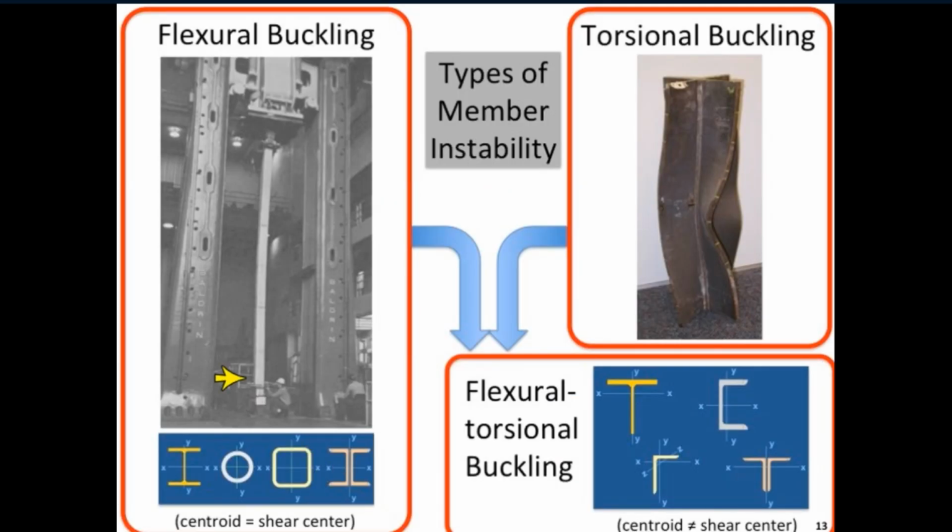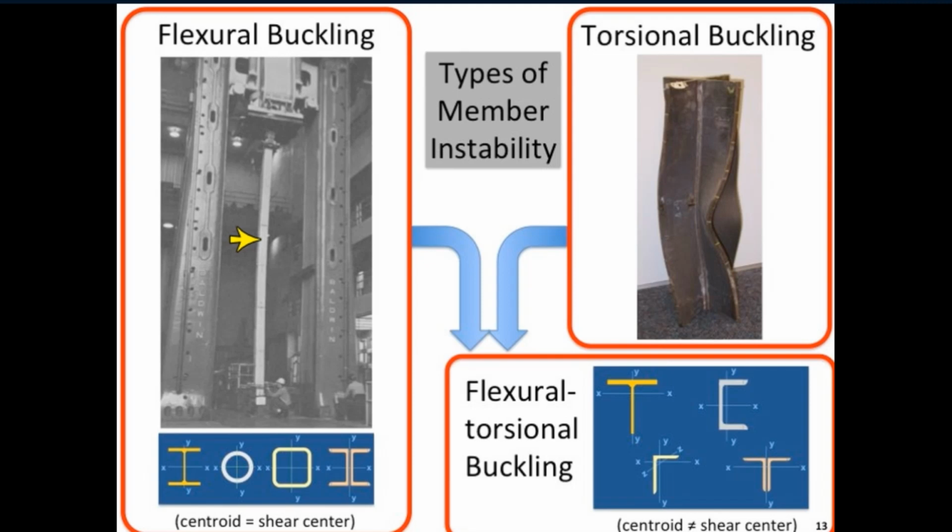So what are the possibilities of a member instability? Well, we could have flexural buckling like I'm showing on the right here. So here's a large test going on, I believe, at Bethlehem Steel, an older photograph. It actually may be a test taking place at Lehigh now that I look at it more closely. But nevertheless, we've got a column in a giant machine being squished, and you can see that the column is flexing or bending as it's reaching its buckling capacity.